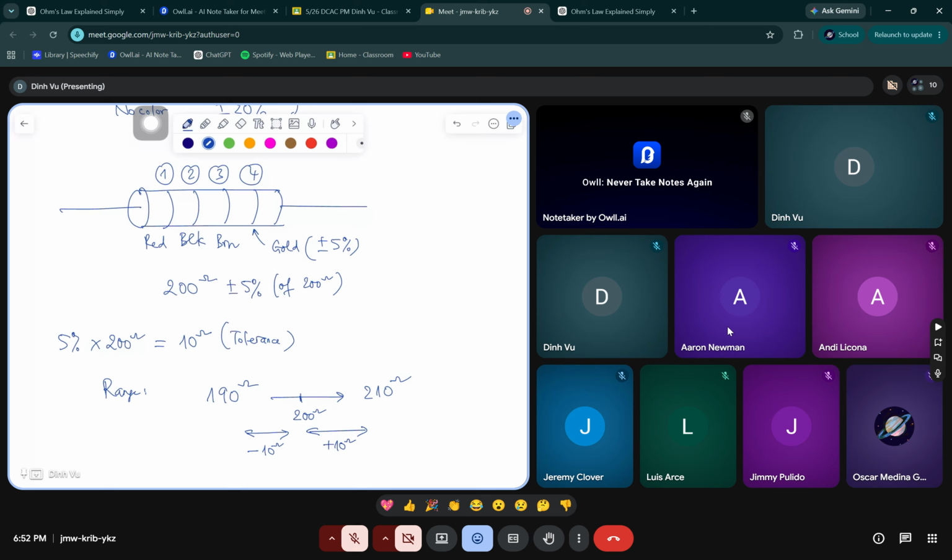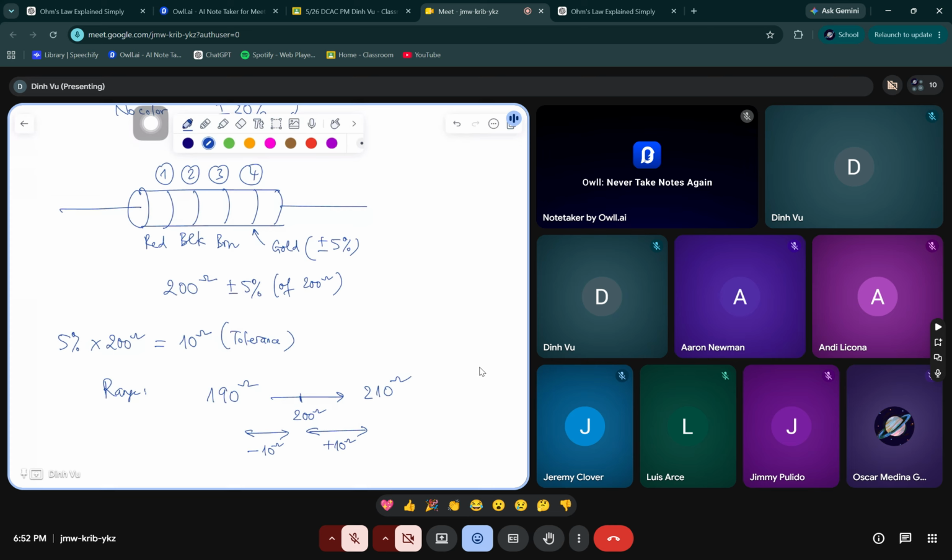Which one is better? 5% is better. Why? Yes, the range of variation is smaller. It means that the value is more exact, with more precision. So 5% is better than 10%, and 10% is better than 20% of tolerance.